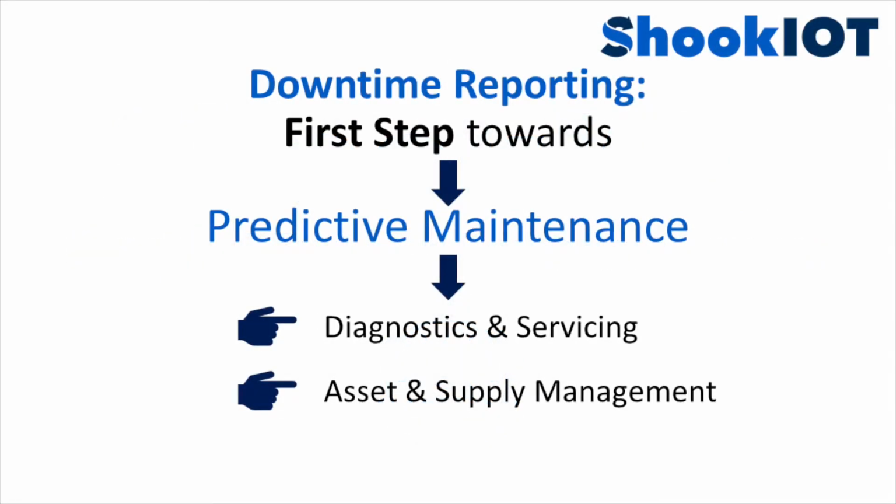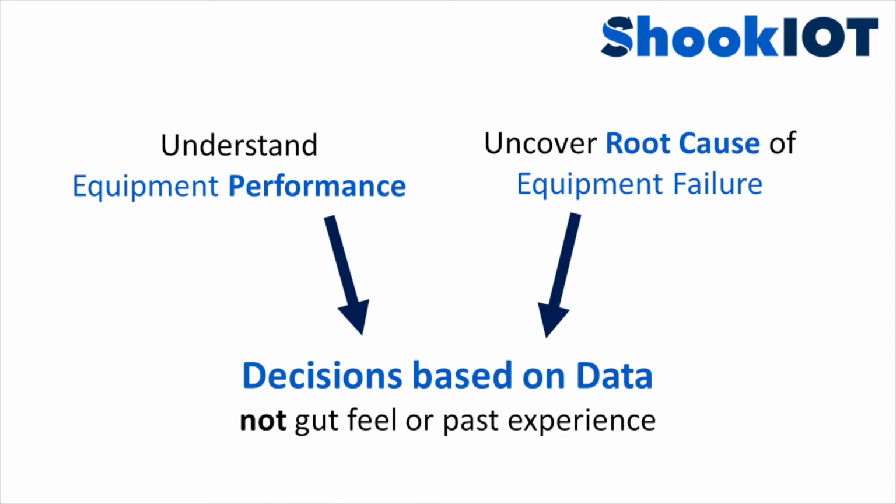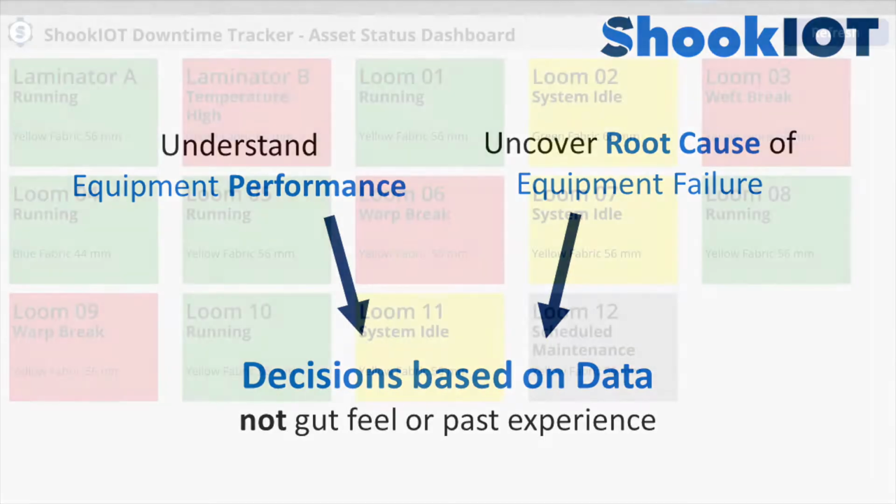Downtime reporting is the first step towards predictive maintenance of your equipment, allowing you to move towards diagnostics and servicing, asset and supply management, before heading towards predictive maintenance itself. It allows you to identify when your equipment is down, and more importantly, why it is down. By understanding your equipment performance and the root cause of failure, you can make decisions that are informed by data instead of by gut feel and past performance of equipment.